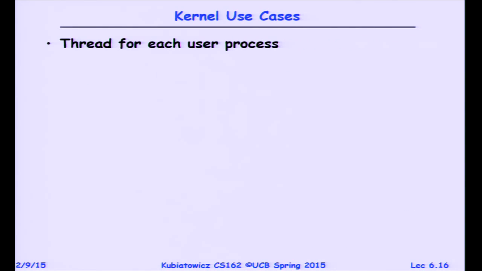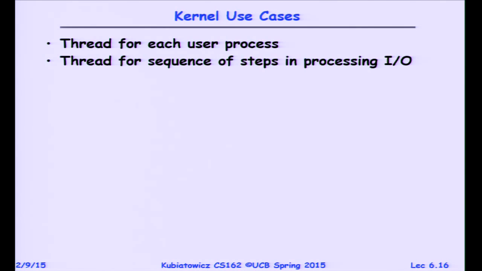So use cases in the kernel, lots of them. A thread for every user process, a thread for a sequence of steps in I/O, threads for device drivers. The kernel has threads everywhere too. Now, what's interesting about this is it didn't used to be that way. Not too long ago, and I'm not talking 50 years, I'm talking 10, maybe 12, OSs were essentially pretty single-threaded, so that only one process was allowed to be in the kernel in a system call at once.